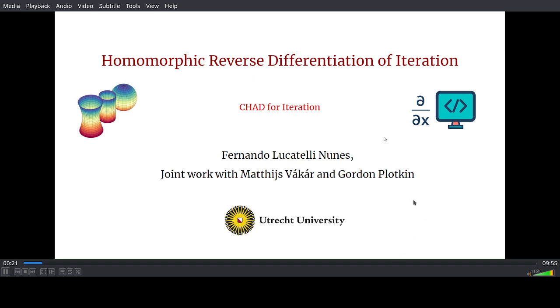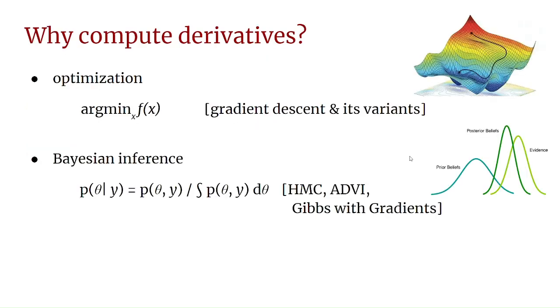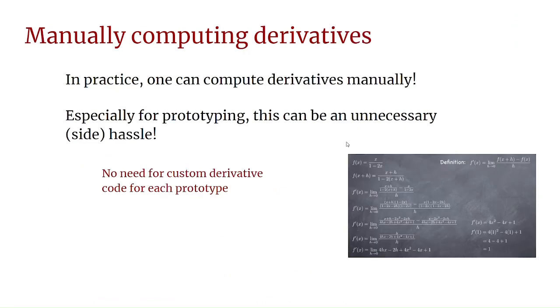The subject of this talk is automatic differentiation. Of course we know that there are many situations where we want to compute the derivative of functions, especially underneath machine learning, generally optimization and scientific computing. The definitive solution for these problems usually is to compute the derivatives manually, but this can be a hassle if you're prototyping, so we want a system where we don't need to compute a custom derivative for each prototype.